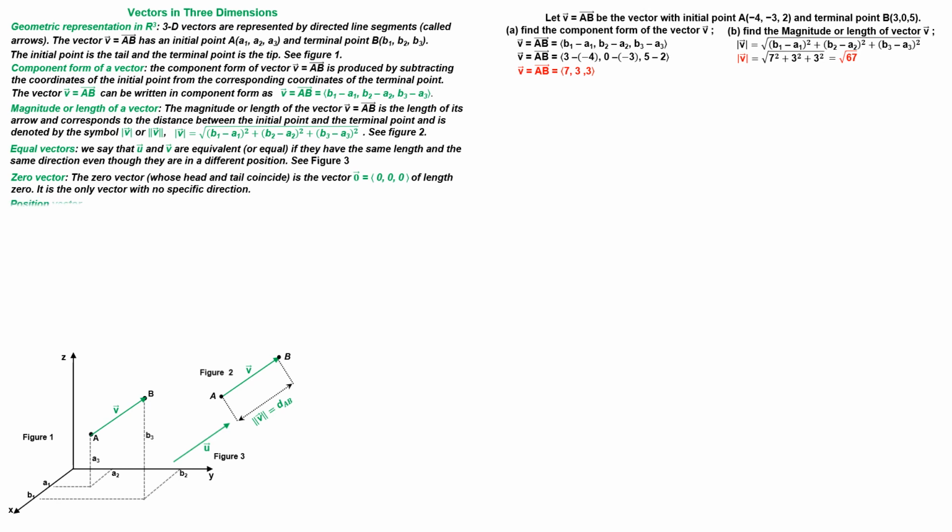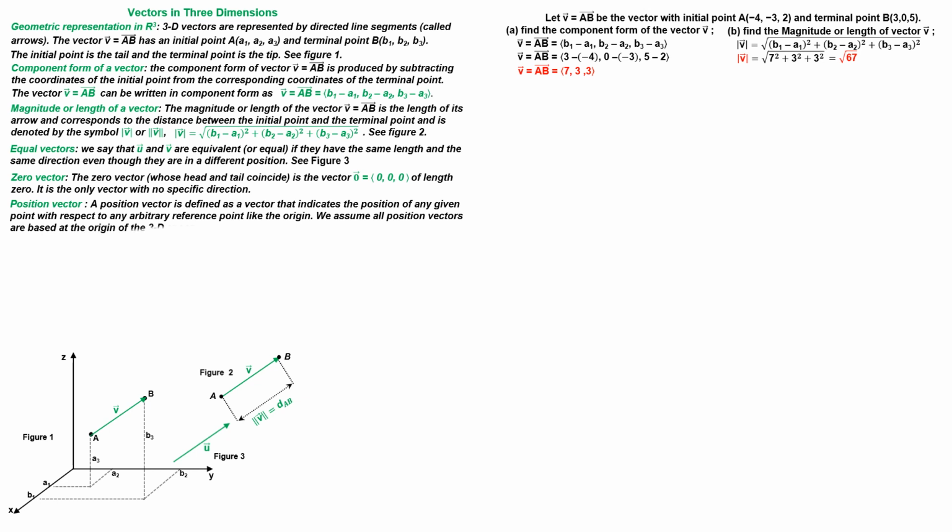A position vector is defined as a vector that indicates the position of any given point with respect to any arbitrary reference point like the origin. The direction of the position vector always points from the origin toward the given point. We assume all position vectors are based at the origin of the 3D space. The particular representation OP means the position vector of the point P, from the origin to point P.